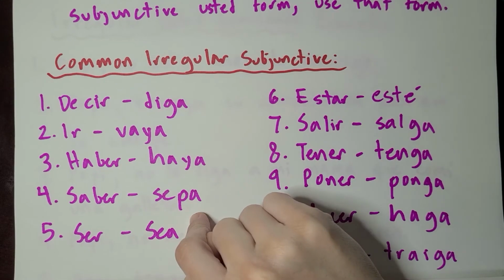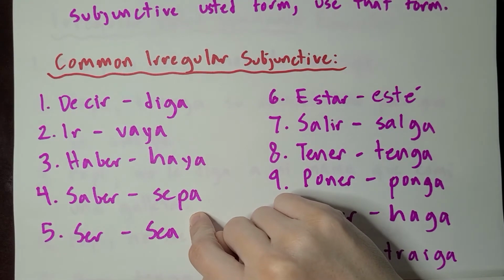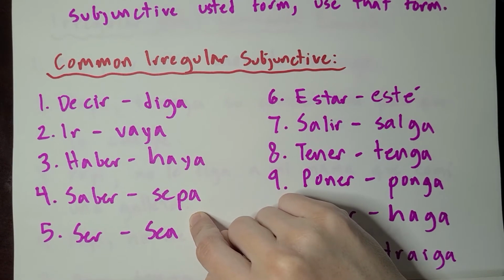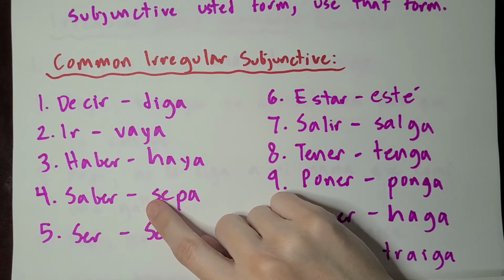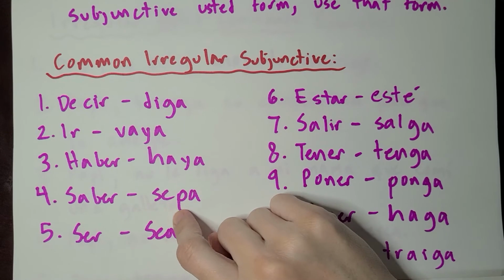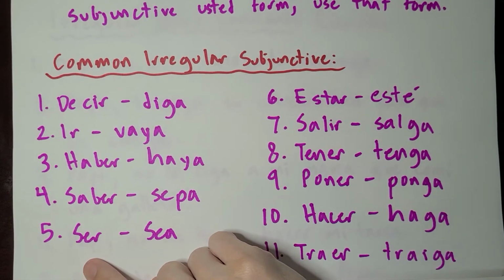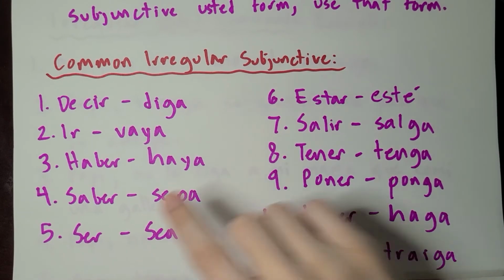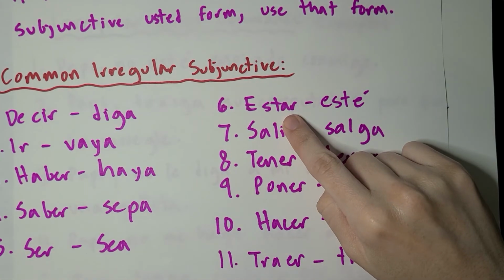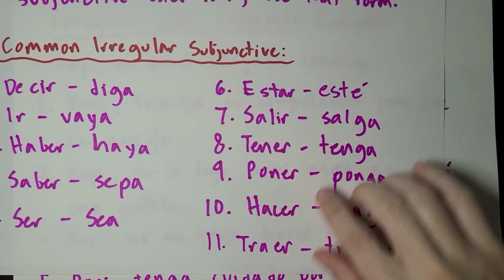4, saber means to know. It becomes sepa. Again, saber, you're not really going to use it in commands, like don't know that. That doesn't really make sense. But this is a common subjunctive verb that you're going to find a lot. So what you need to know is saber becomes sepa. 5, ser means to be, it becomes sea. 6, estar means to be, it becomes esté.